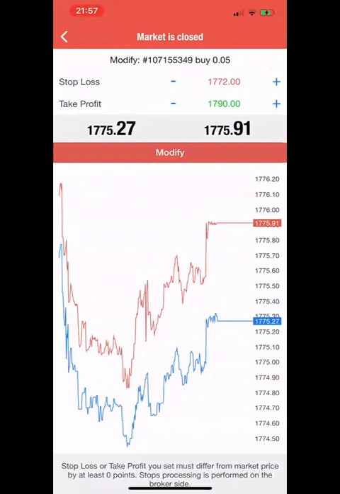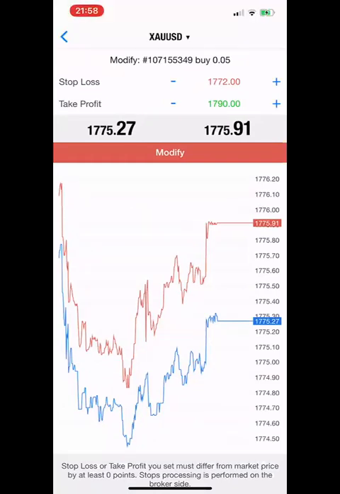The market has just closed, right? The market's going to open again in 1 hour for the Asian session. So the market always closes every day between 10 p.m. to 11 p.m. and then it opens again for the Asian session, right?